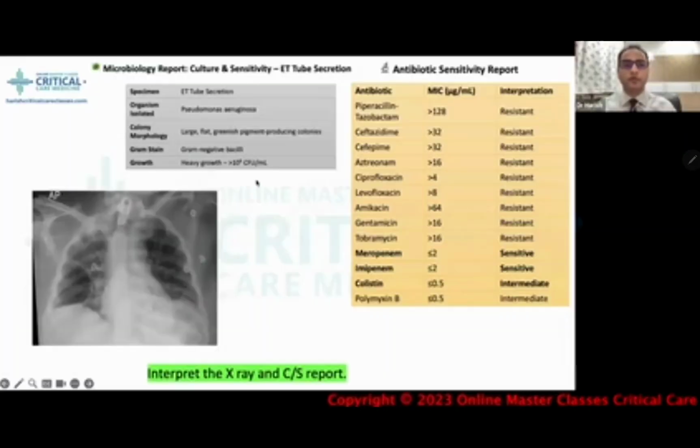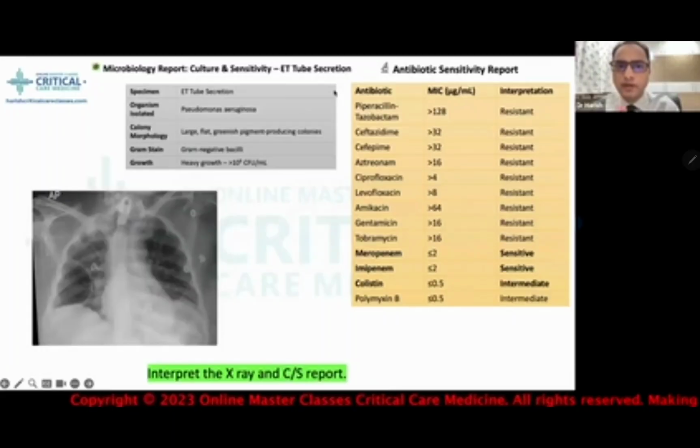Approach. So what have we done? We sent the ET tube secretion, that is endotracheal tube secretion, for culture sensitivity. We also did an X-ray. This is the X-ray here. So we got the culture sensitivity report. If you see, the organism is Pseudomonas.